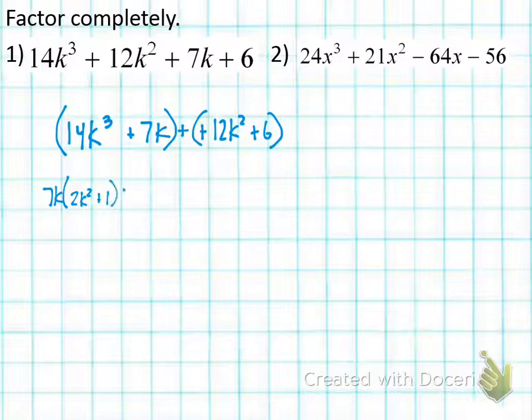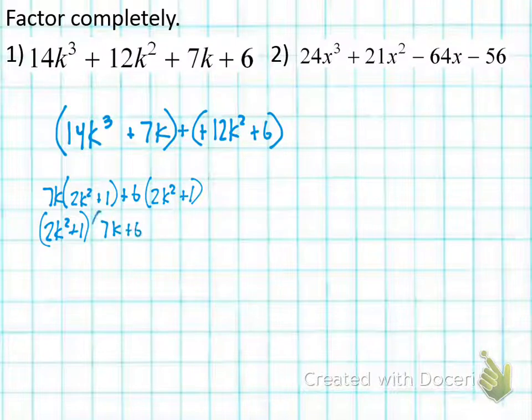Y'all see that? Then out of this one, we could factor out 7k. Then when we do that, we get this factor. We could factor out a 6 here. We get this factor. Both of these we're checking. Are these both the same? Yes. So now we go here. We could factor out these 2k squared plus 1 in its own parentheses, and then we multiply it. Okay? Watch me do number 2. Just like number 1. All eyes up here. Okay? Number 2.